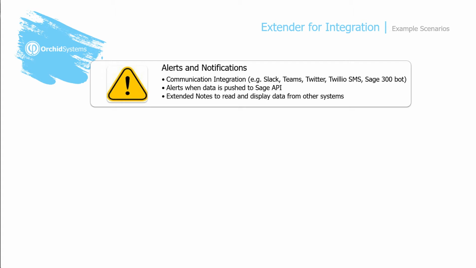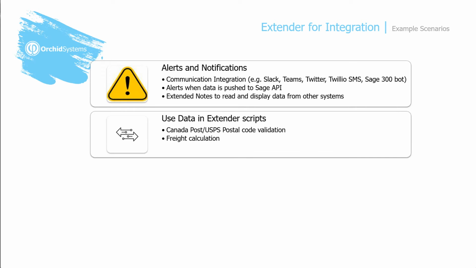You can also use Orchid Notes and Extender scripts to read data from other systems and display them in Sage 300. For example, you can read data from a cloud-based application using a Python package, so using the LinkedIn Python API, or you can read data from Sage CRM using web services or using a direct connection to SQL. And some of this data that's outside of Sage 300 that you can read using an Extender script, you can also use in your Extender scripts.